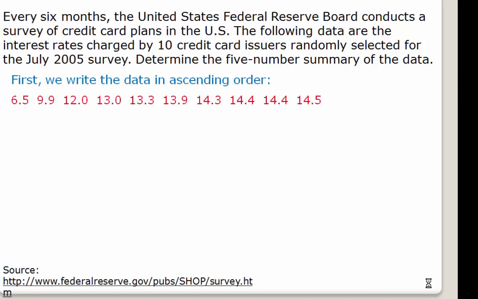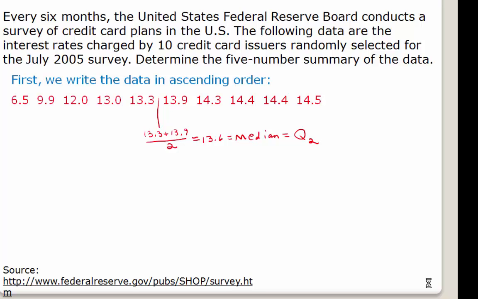First, we write the data in ascending order because we need to find the median and the first and the third quartiles. Since there is an even number of data, we know that the median will be found by averaging the two middle data points, numbers 5 and 6 in our list. So 13.3 and 13.9 divided by 2 give us a median or second quartile value of 13.6.